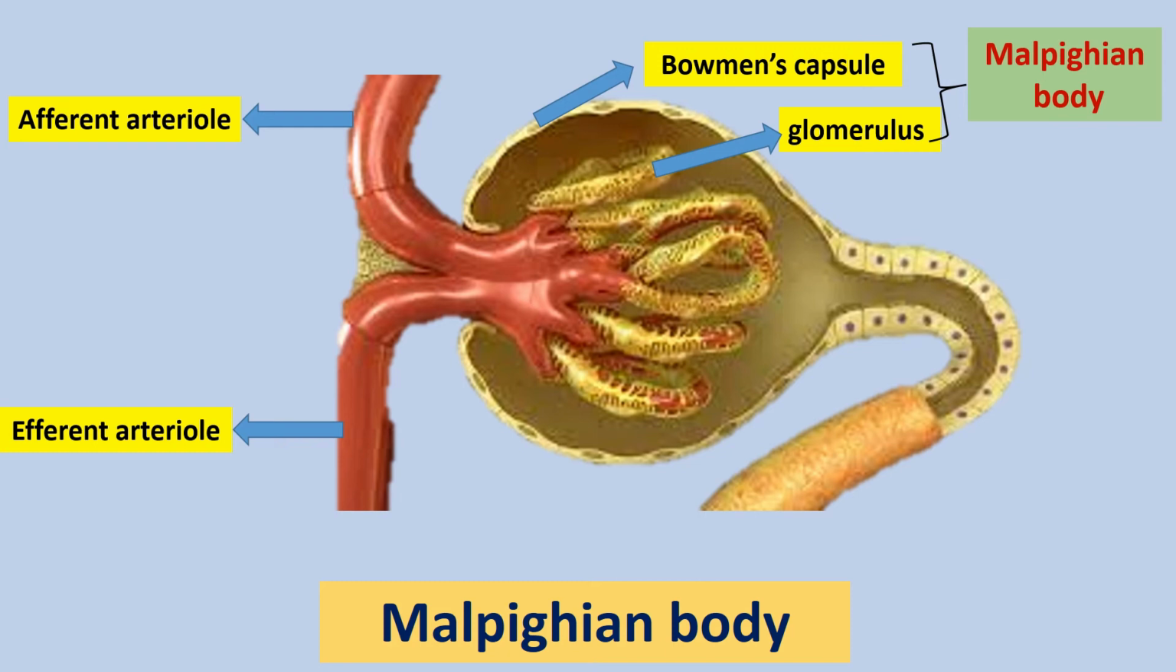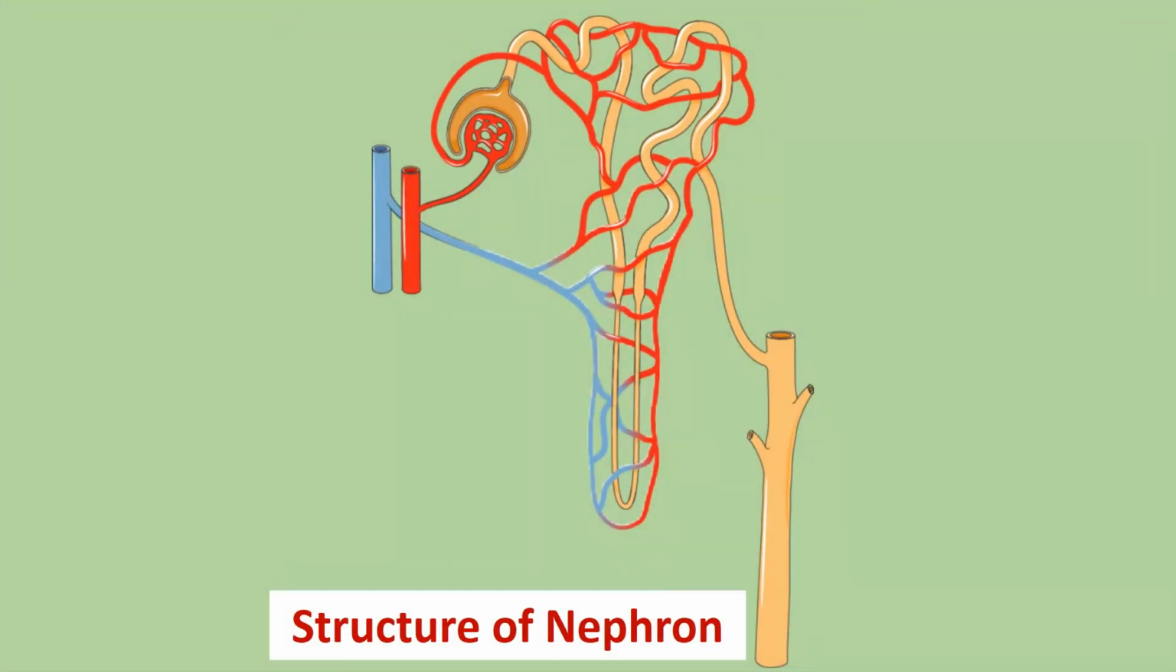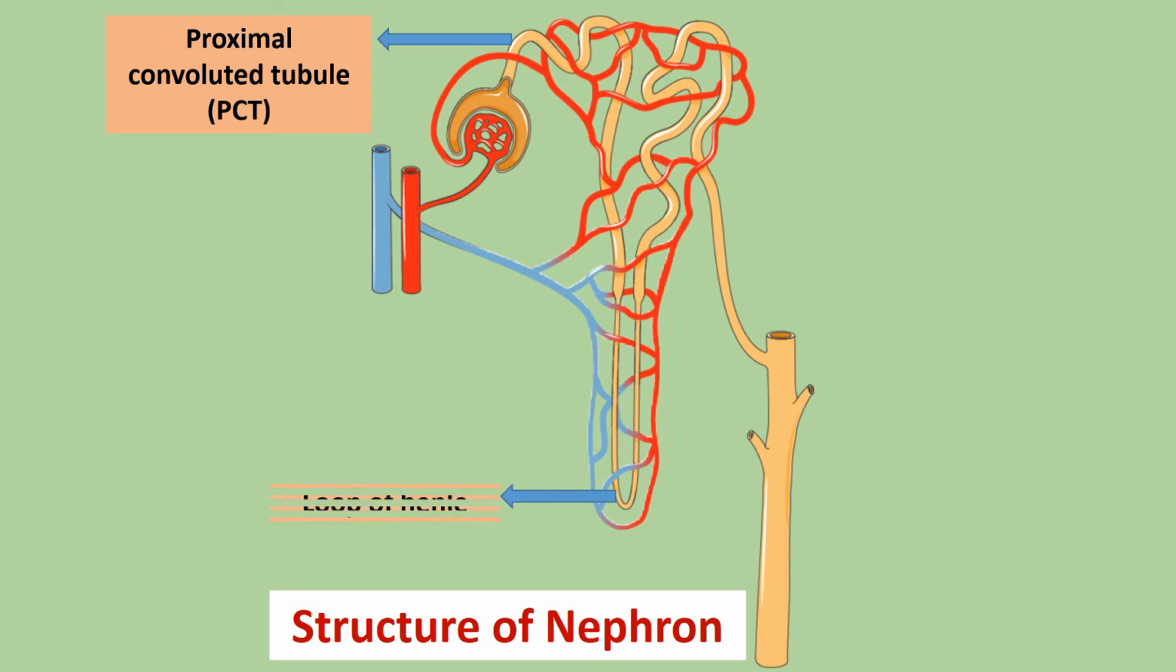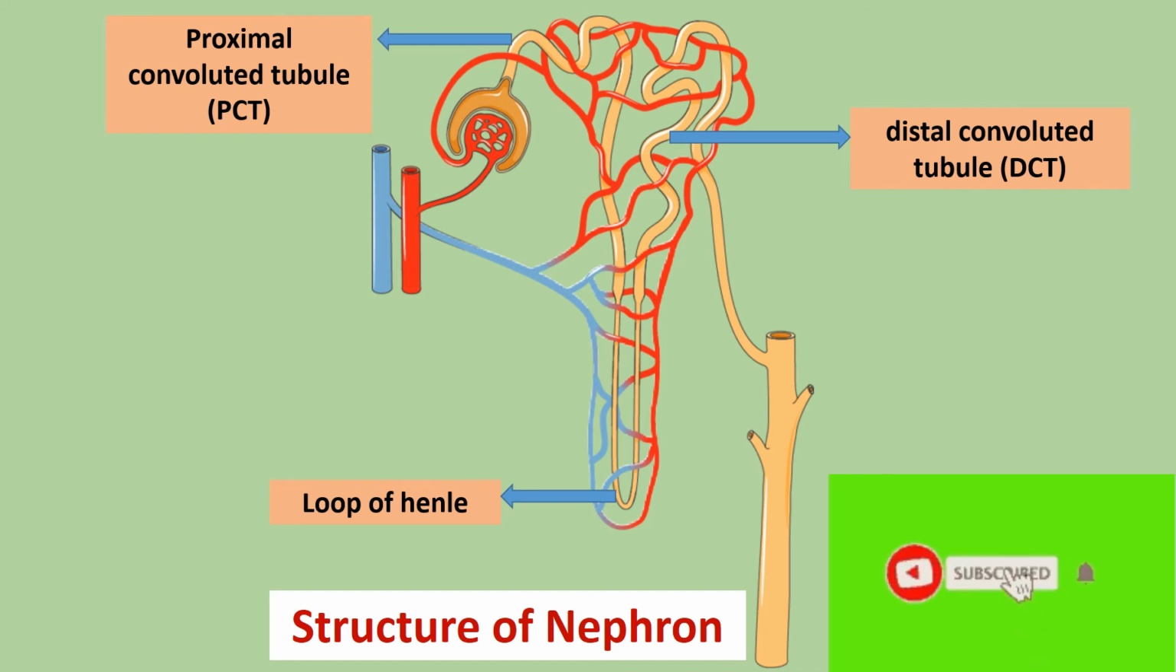Next, the renal tubule. It has three parts. First is the proximal convoluted tubule, second is the loop of Henle, and third is the distal convoluted tubule. The proximal convoluted tubule, or PCT, is near the Bowman's capsule. The loop of Henle is U-shaped. The distal convoluted tubule, or DCT, is arranged at the end of the nephron.